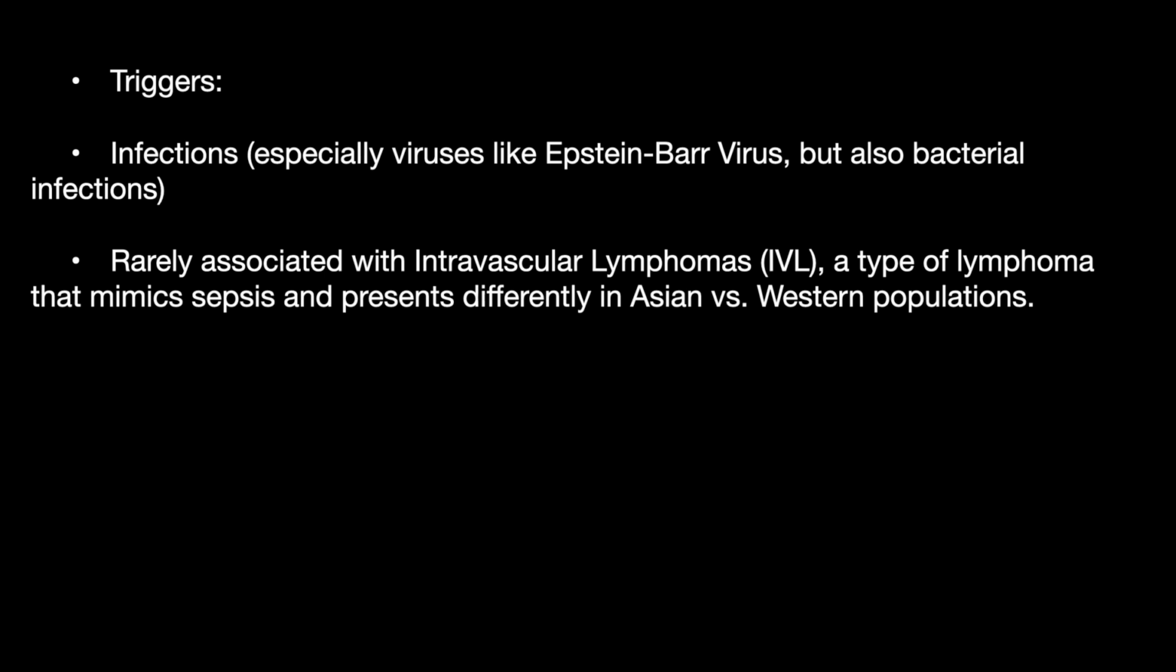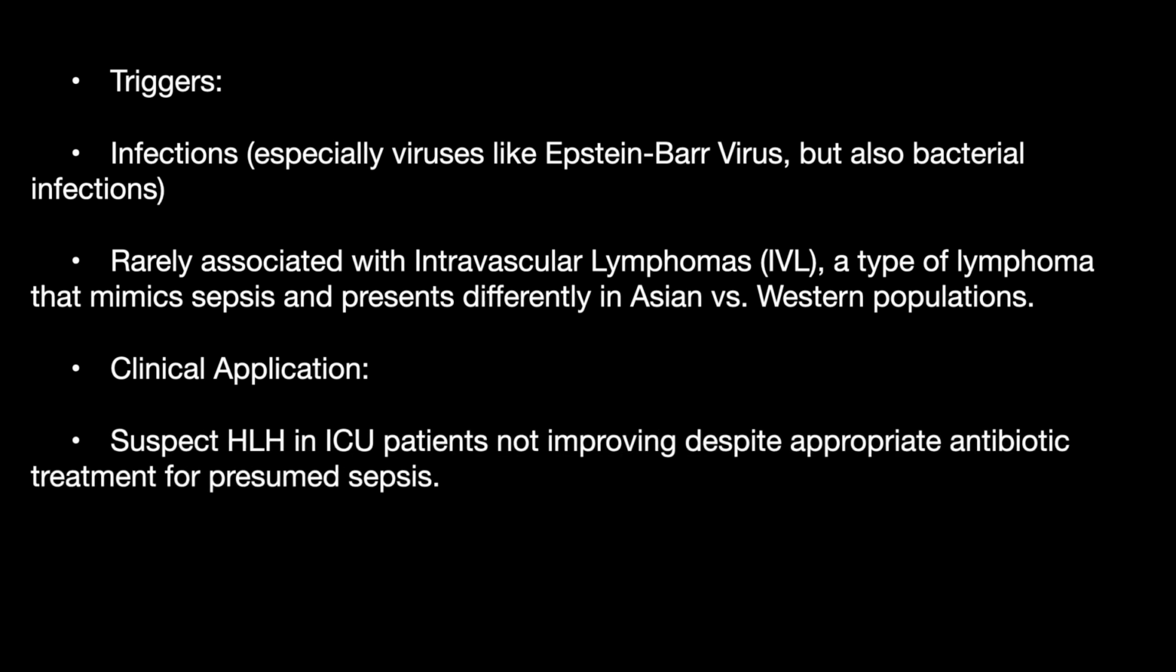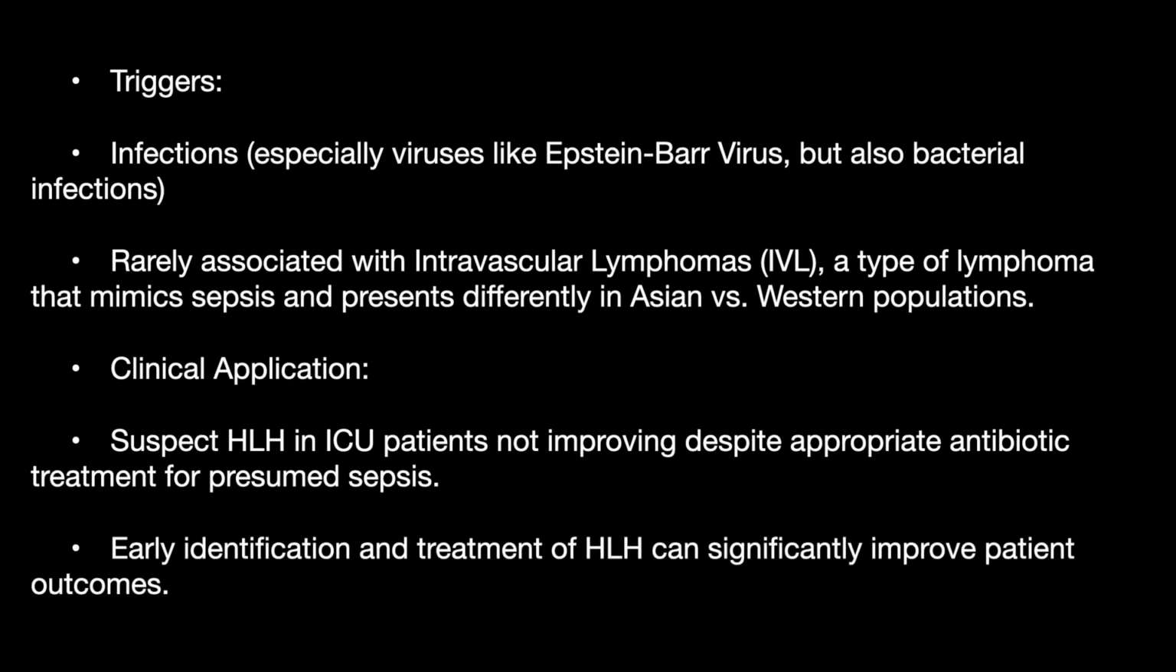The triggers are infection, especially viral like Epstein-Barr, but bacterial can also cause it. Rarely lymphomas like intravascular lymphoma, a type of lymphoma that mimics sepsis, which is present differently in Asian versus the Western population. That must be kept in mind. Regarding the clinical aspect, suspect HLH in ICU patients not improving despite appropriate antibiotics, and early identification and treatment of HLH can significantly improve patient outcomes.